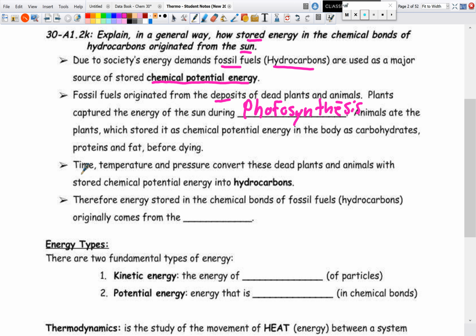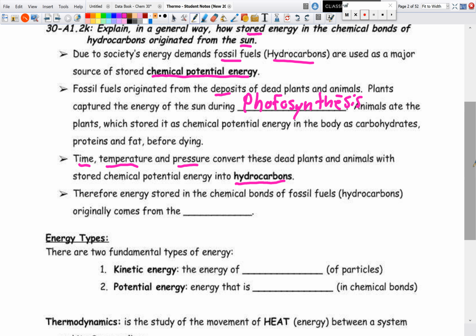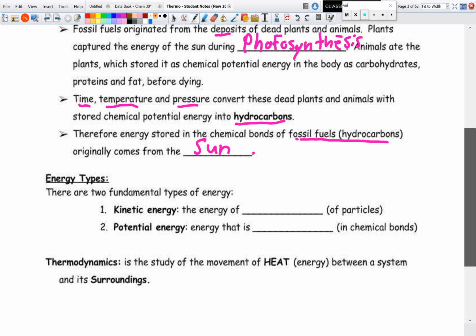So the sun is kind of important. Now, once these plants and animals died, time, temperature, and pressure converted these dead plants and animals with the stored chemical potential energy into the hydrocarbons we know as fossil fuels. So this is kind of a roundabout way, but the connection we're making is that the energy stored within chemical bonds of all the fossil fuels originally came from the sun. Now, this is one connection that when you sit down to write your diploma at the end of the year, this is a very common connection that they like to ask in your first few questions, like where did that energy come from? And it's going to be the sun.